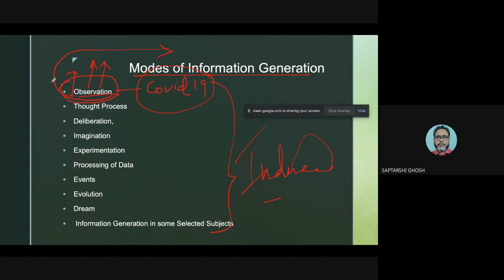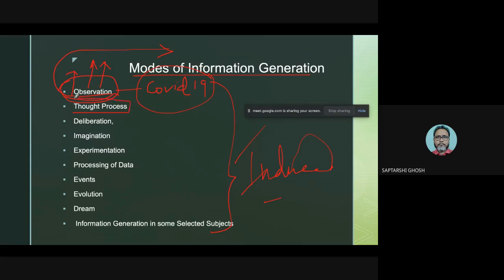That's why you must produce explicit information, not implicit. You are just seeing but not saying. You have to say, otherwise information will not be generated. The second one is the thought process.